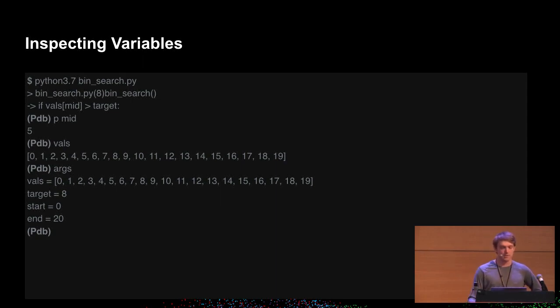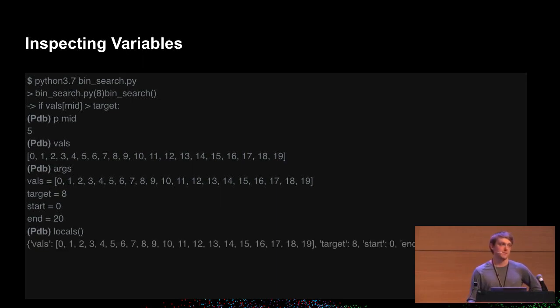Or we can even use and run a Python function. Locals is a Python function that will return the local variables of your function. So what we see here is that we're actually calling a Python function that's interpreted in PDB, and it's printing the returned value from that function. That's a little different from just printing a variable.